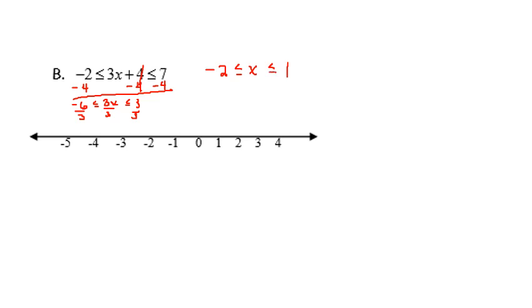And what that means is everything in between negative 2 and 1 is what's shaded. So we go to negative 2, do a closed circle, and we go to 1, do a closed circle. And like I said, everything in between is going to be shaded.